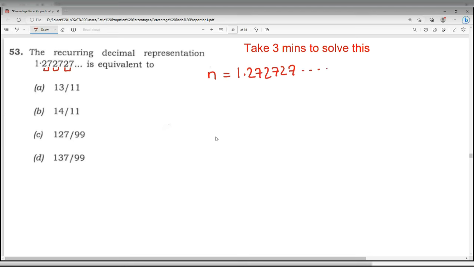And then you know that exactly 2 digits are repeating. So if 2 digits are repeating, then multiply by 100. You want to move the decimal point by 2 digits here. To move the decimal point by 2 digits, you have to multiply by 100. Multiply this N by 100. That is equal to 127.272727. It has moved by 2 digits.